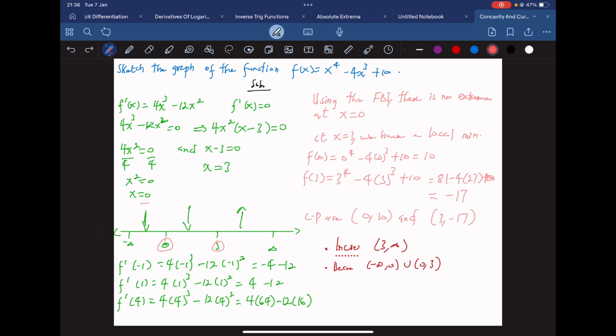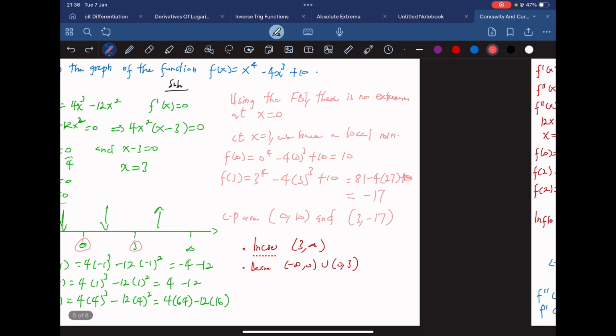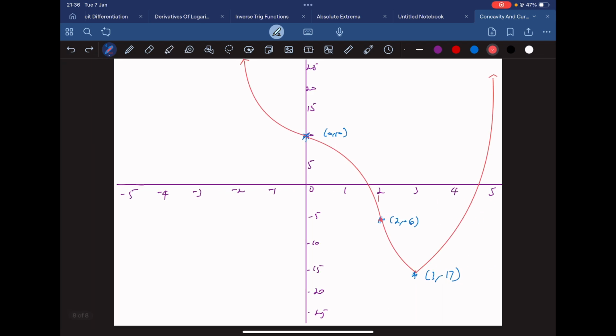And yeah, the function was decreasing from negative infinity to 0 and 0 to 3. So from negative infinity to 0, yes, you see it was going down, so it was decreasing. And 0 to 3, 0 is here, 3 is here. Clearly we see that it was going down again. That's true. And we got to see that the function was increasing from 3 to infinity, and as we saw, it was increasing.